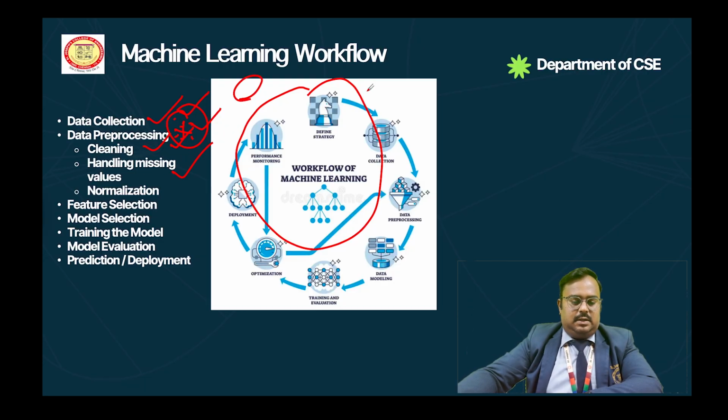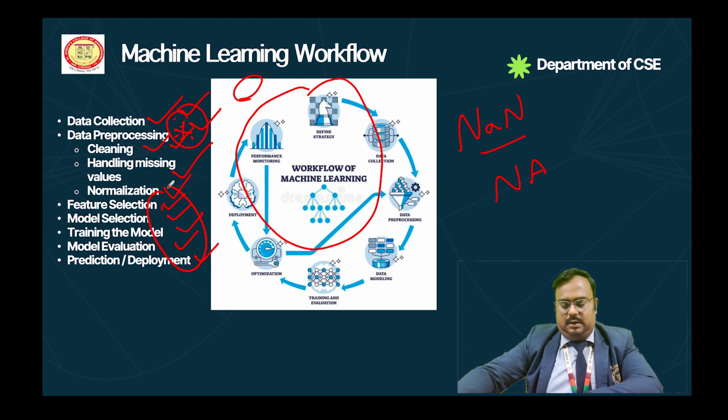What is the representation of missing data? That is NaN, not a number, or NA. NA means not available. So next one is normalization. What is meant by normalization? Normalization is nothing but the standardized or normalized form of the unstructured data. After that, we have to do feature selection, model selection, training the model, model evaluation, prediction and deployment.